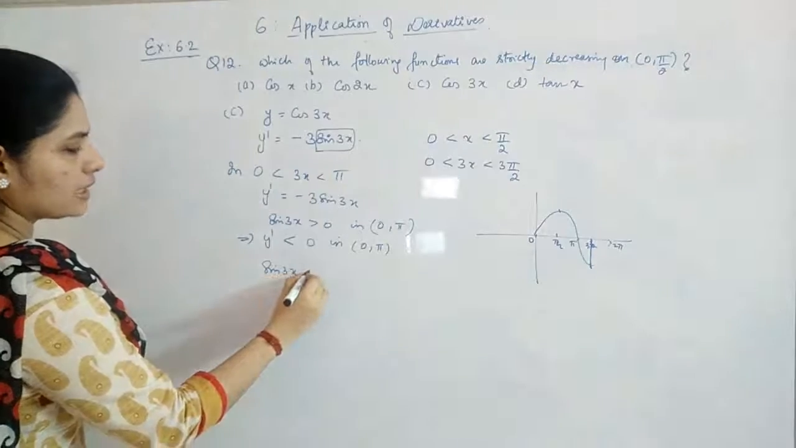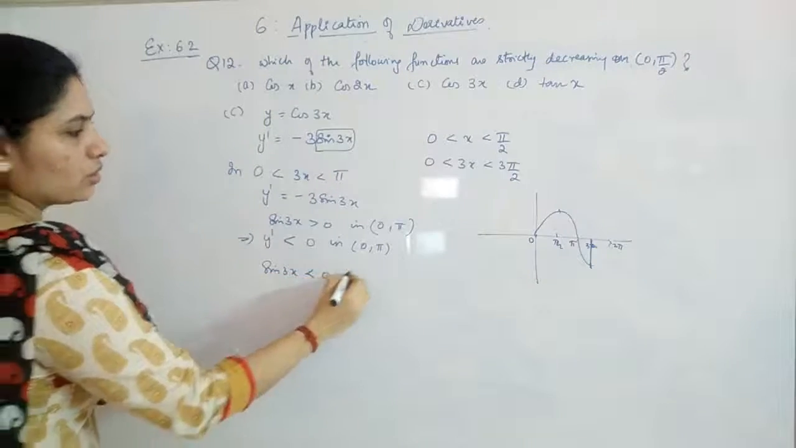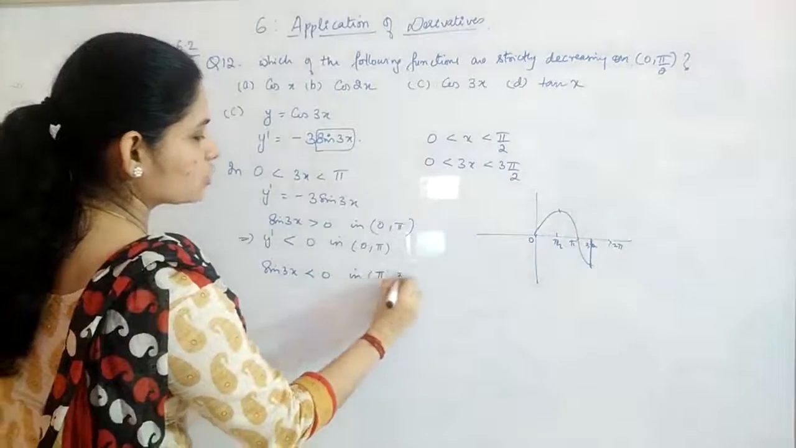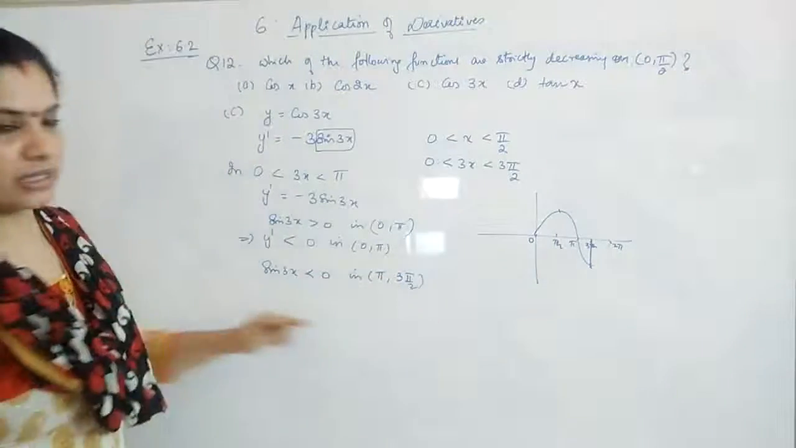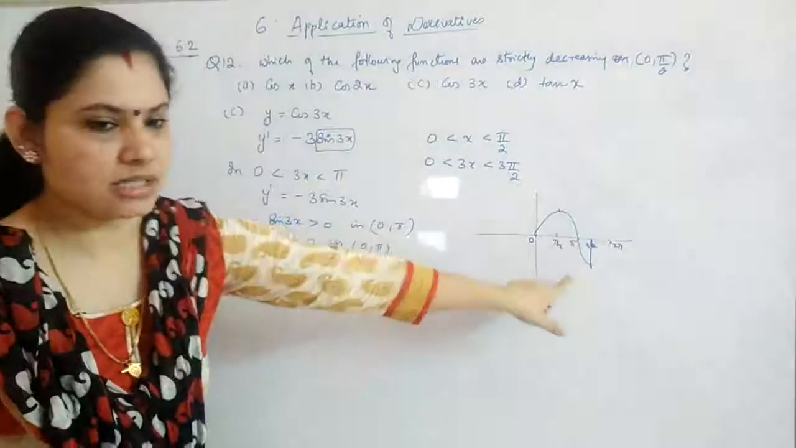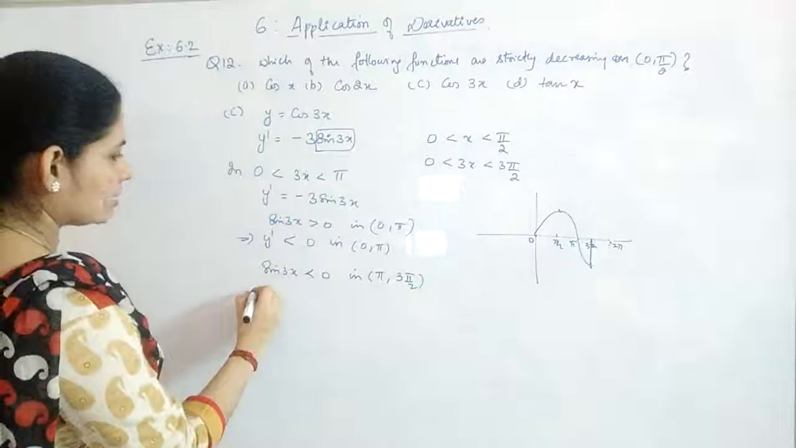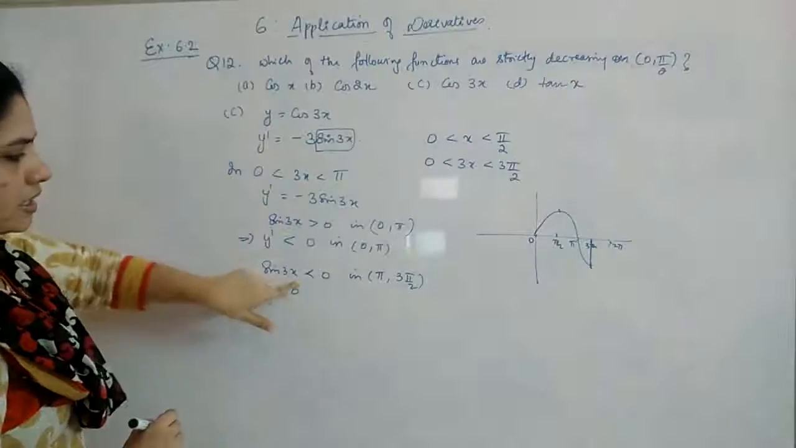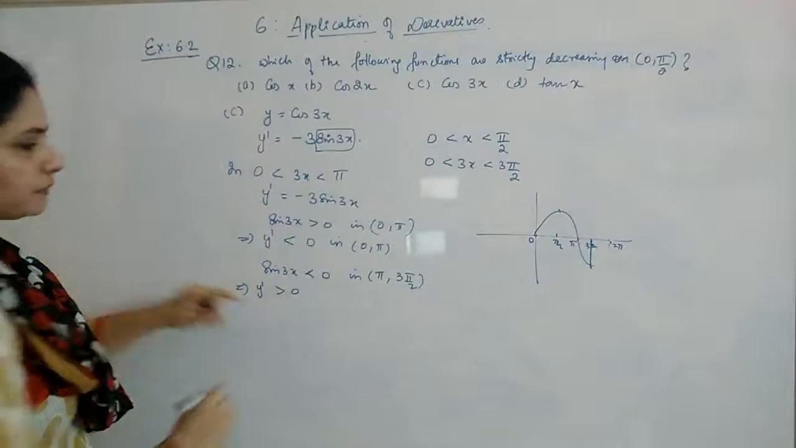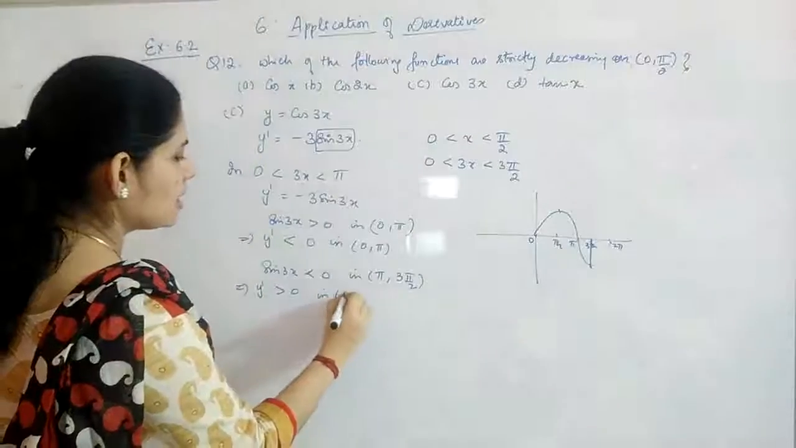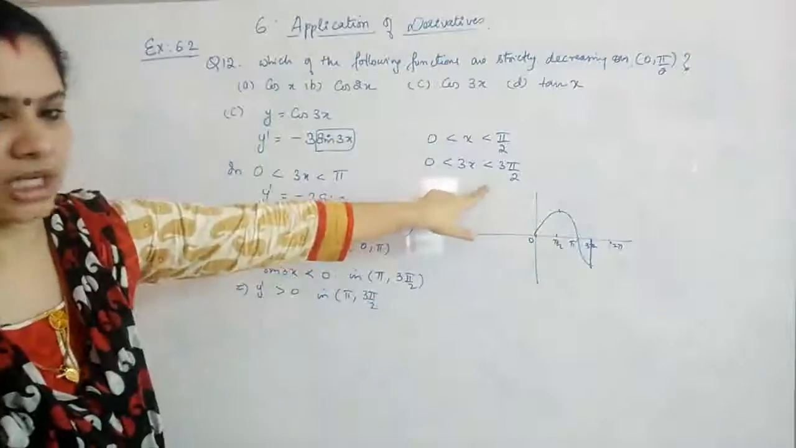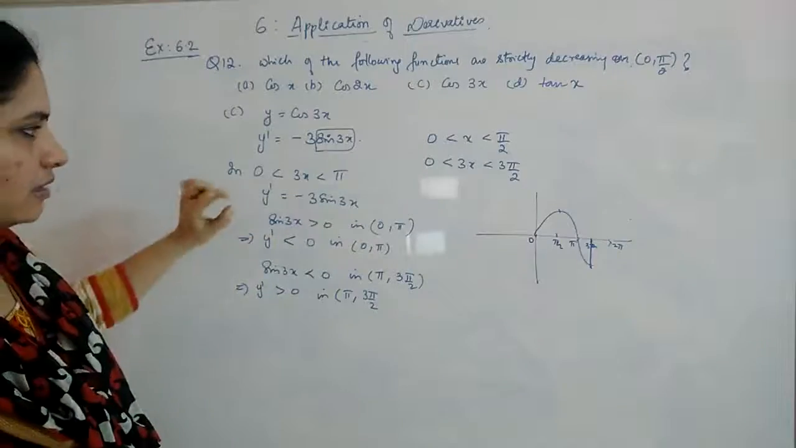Again, if we are taking the remaining part, sin 3x will be less than 0 in the interval pi to 3 pi by 2. In this interval it will be less than 0, negative value, so that your y dash will become greater than 0 because it is having a negative sign. So negative will give you positive in this interval pi to 3 pi by 2. So altogether when you see, you are checking in 0 to 3 pi by 2 for the angle 3x.